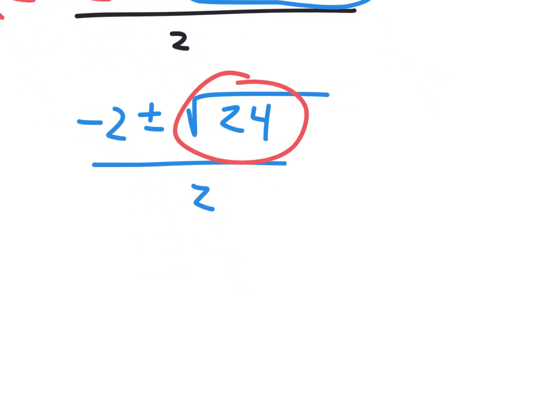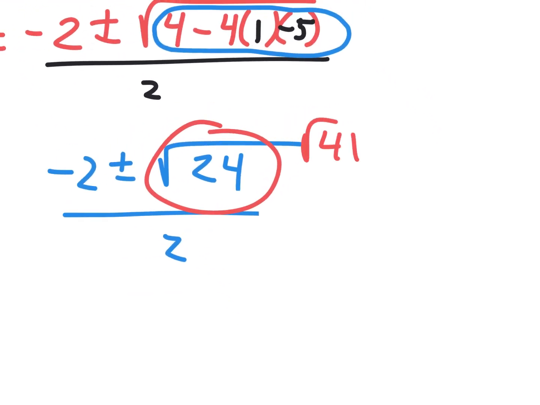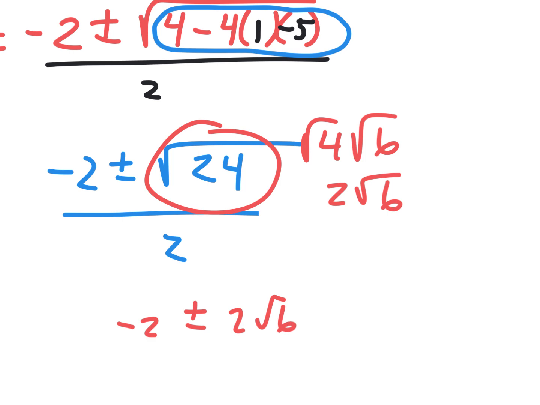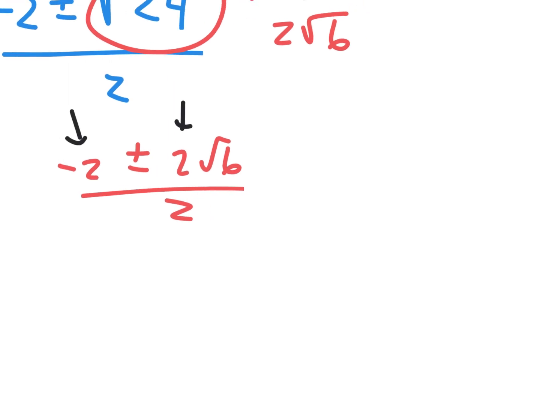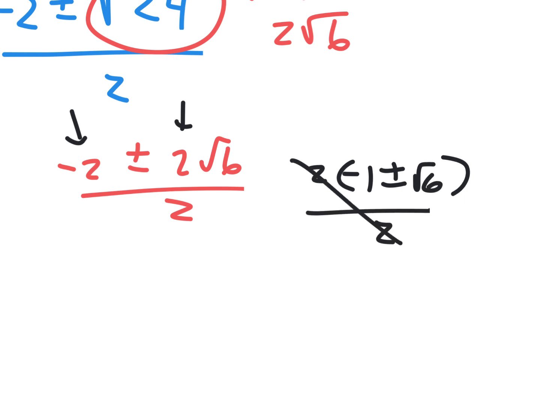Here's what happens there. You go root 4 and root 6, and that's really 2 root 6. So then it's negative 2 plus and minus 2 root 6 all over 2. And then you could simplify it even more because there are 2's here and here. They are called a GCF, the greatest common factor, and it can be factored out. I factor out a 2, and I get negative 1 plus or minus root 6 all over 2, which then cancels: negative 1 plus and minus root 6.